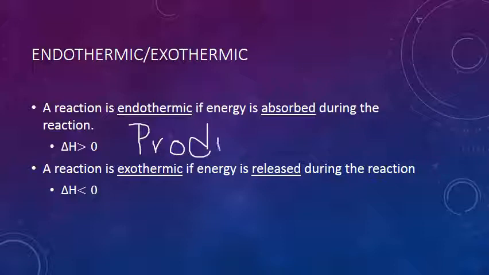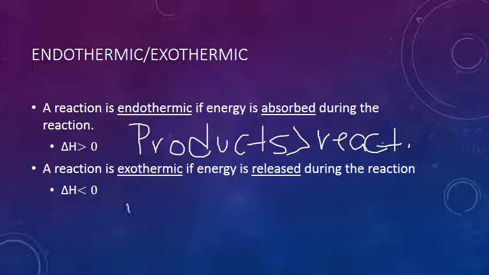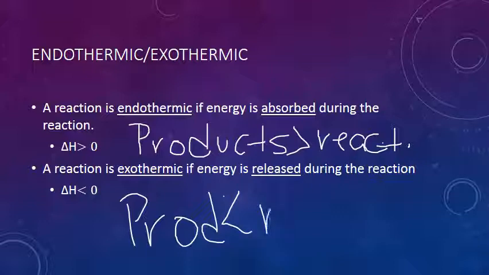And a reaction is exothermic if energy is released during the reaction, which means delta H is less than 0, or it's a negative value. What this means is that the heat of the products is less than the heat of the reactants. Less.